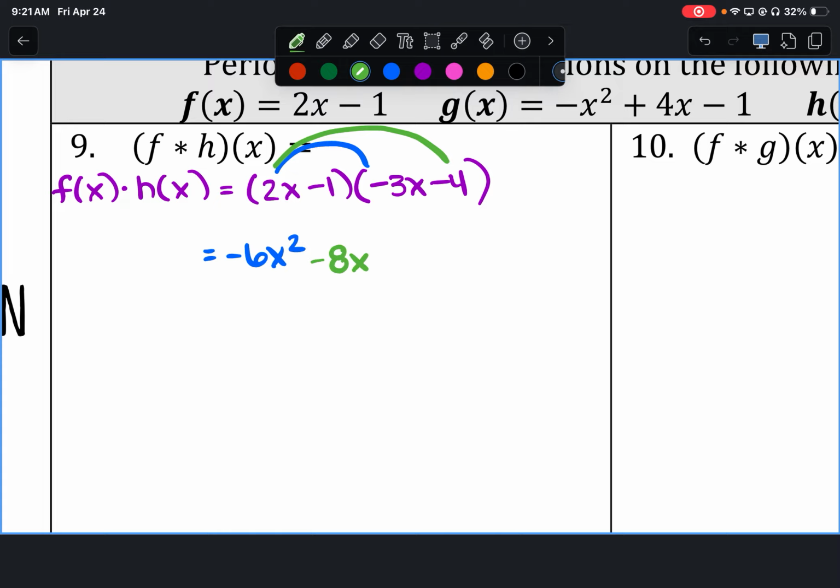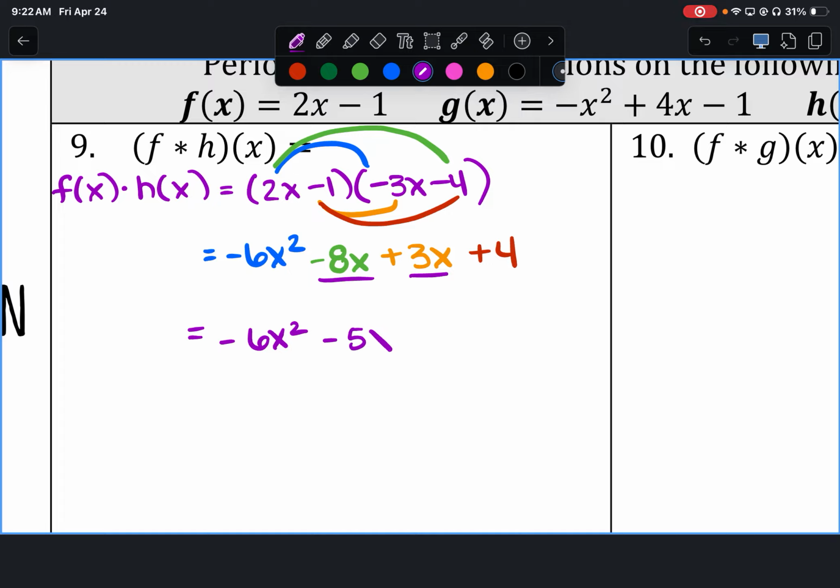What about 2x times negative 4? Negative 8x. Negative 1 times negative 3x. Negative 1 times negative 4. 4. Now, we combine any like terms we have. What do we need to do to write this in standard form? Which term needs to go first? It's negative 6x squared. Then what is negative 8x plus 3x? Negative 5x plus 4. And that is our answer.